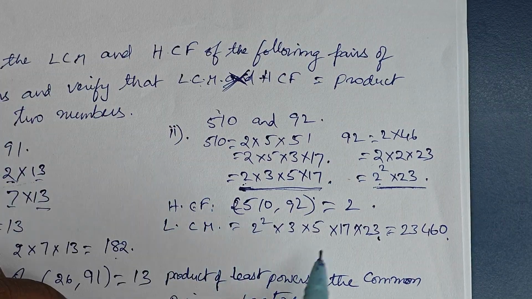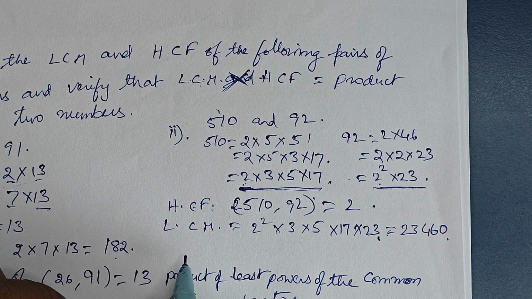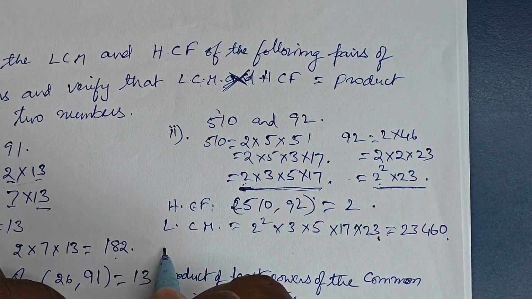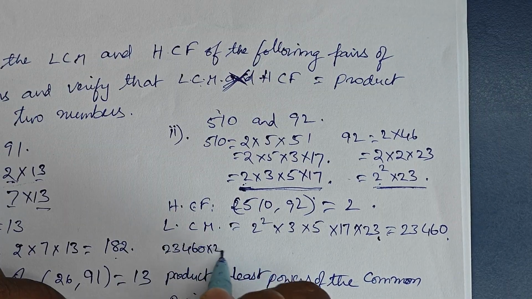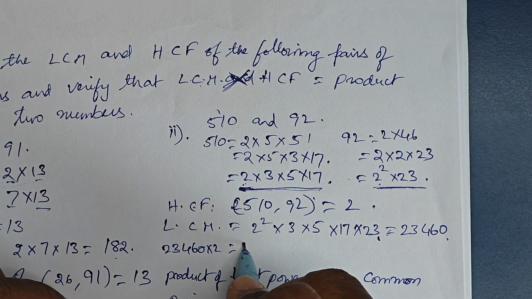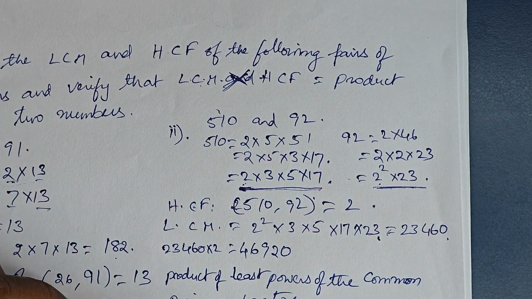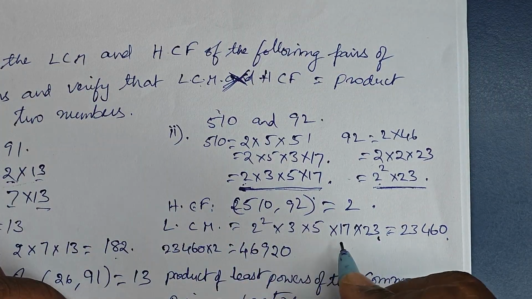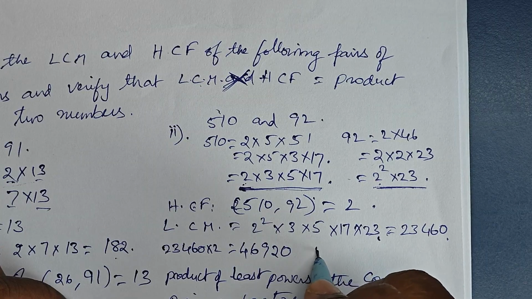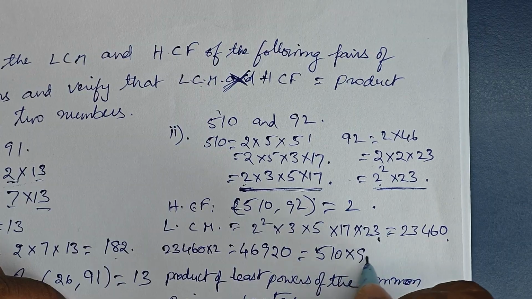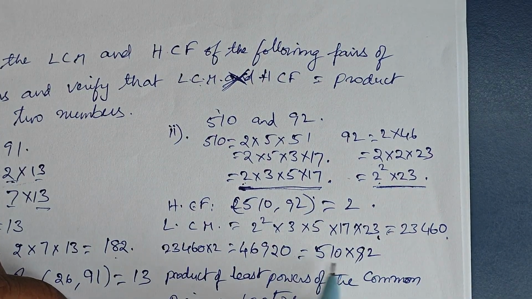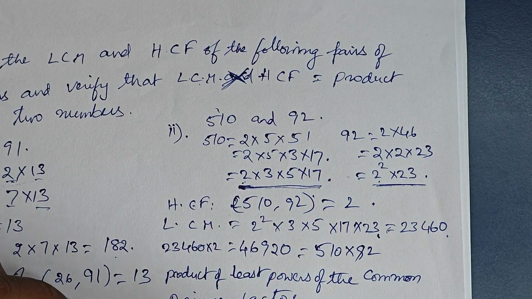Now if you multiply HCF into LCM, what will it give? LCM into HCF is equal to 23,460 into 2, which is 46,920. And if you multiply 510 into 92, correct, because if you do the same math here, you will get the same value, 46,920. Therefore LCM into HCF is equal to the product of the numbers for which we have found the LCM and HCF.